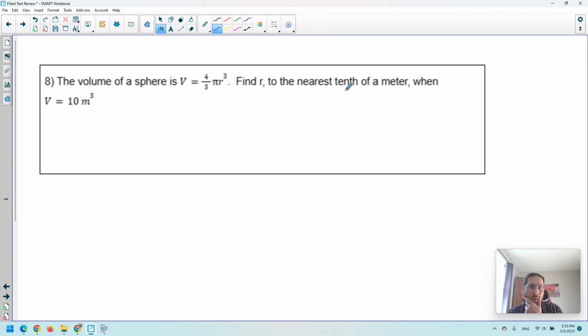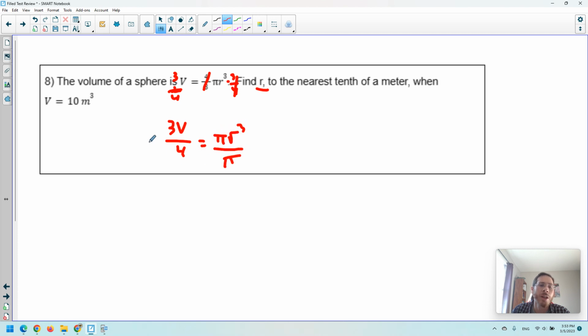All right, so since we're finding r, the goal here is just to get r by itself. So let's go ahead and get r by itself. To do that, I'm going to multiply both sides by 3/4, because that'll cancel out the 4/3. So 3v over 4 equals pi r cubed.